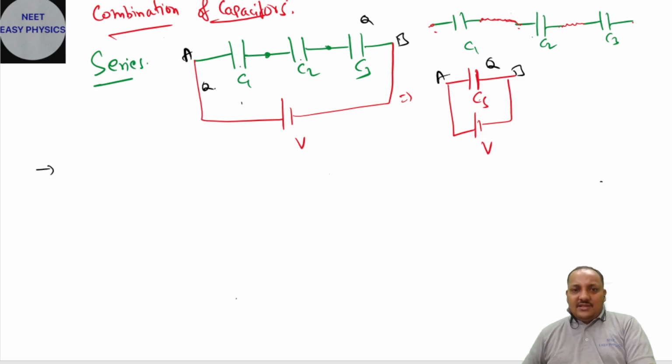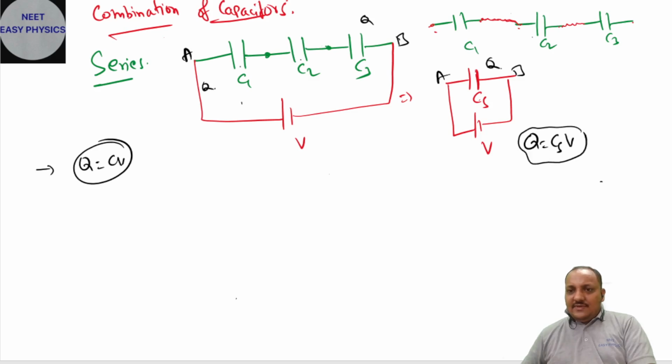According to Ohm's law, what is it? We said Q is equal to CV. If you apply this here, Q is equal to CSV. So the charge on each and every capacitor is going to be the same. Q1, Q2, Q3 are the same. Q1 is equal to Q2 equal to Q3 equal to Q.